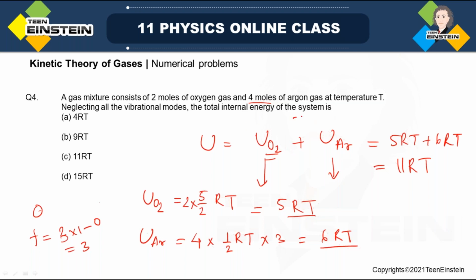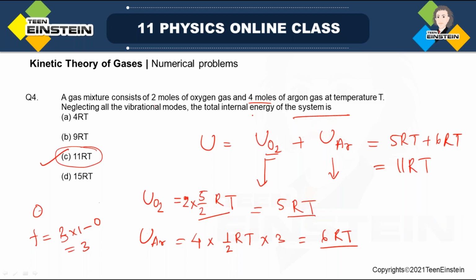Okay, the total internal energy of the system is 11 RT, and the answer is C. Whenever there is a gas mixture, you have to find the internal energy of the component gases separately. Here, the component gases are 2 moles of oxygen, which is a diatomic gas. So 2 moles means 2 into degrees of freedom 5 into half RT. That is the internal energy for 2 moles of oxygen gas.